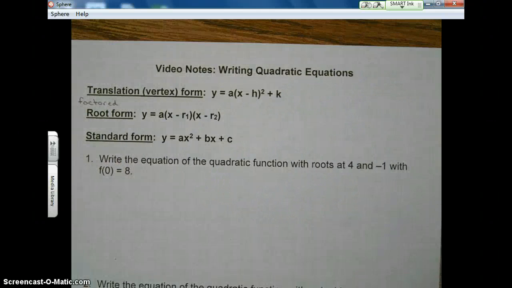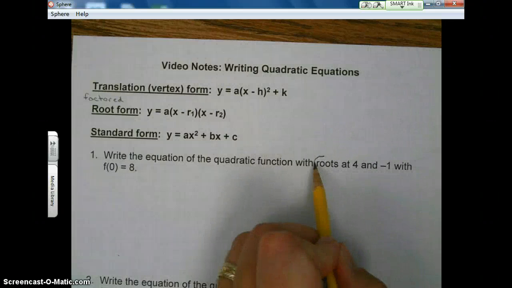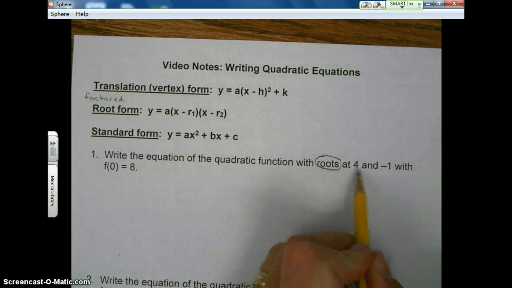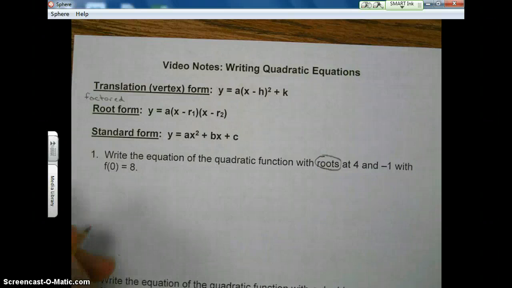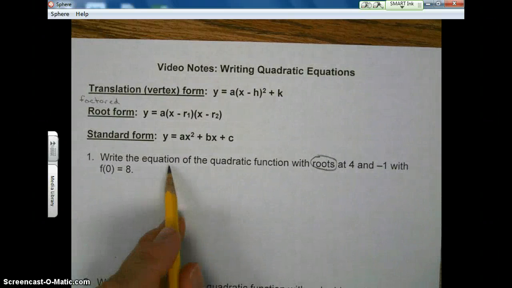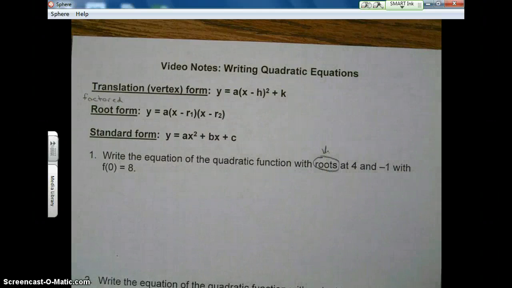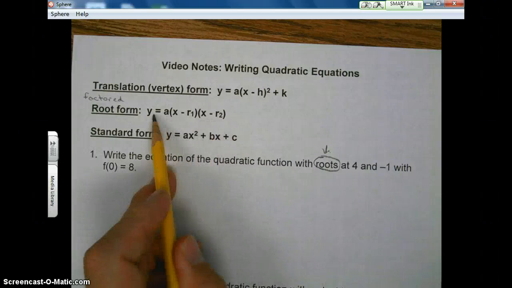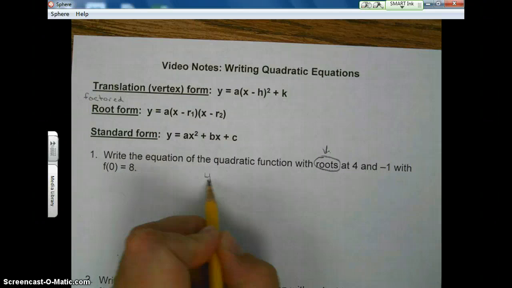So our first question: write the equation of a quadratic function with roots, there's your clue, at 4 and -1, with f of 0 equals 8. Which form are we going to use? Because it says write the equation. Well, here's your big clue right here: roots. So obviously we're going to use factored form. Let's start off by plugging in the roots.